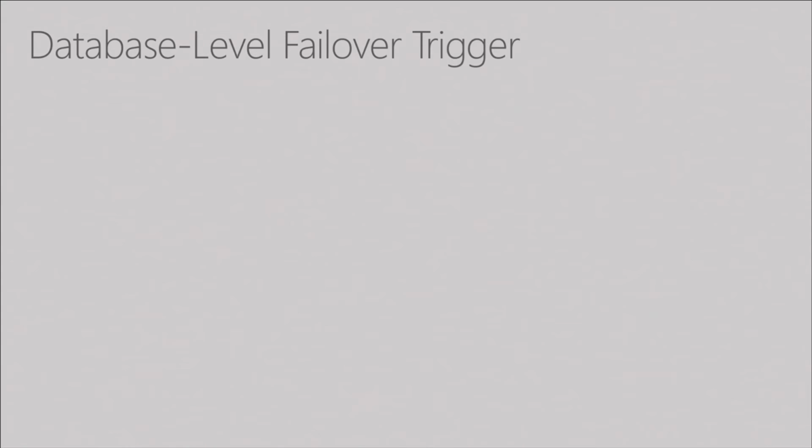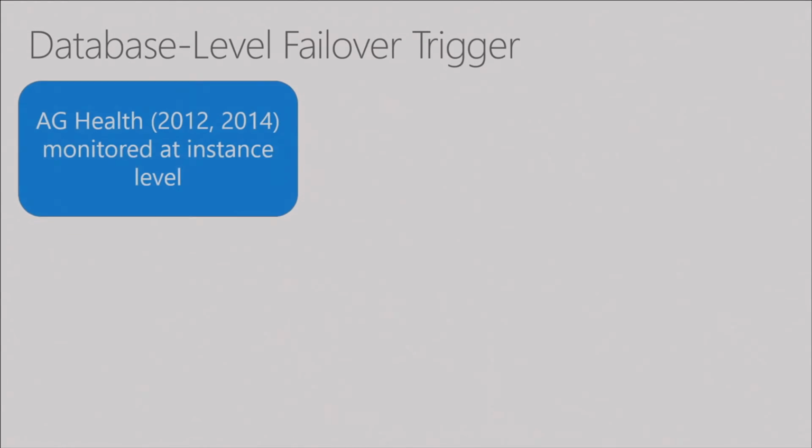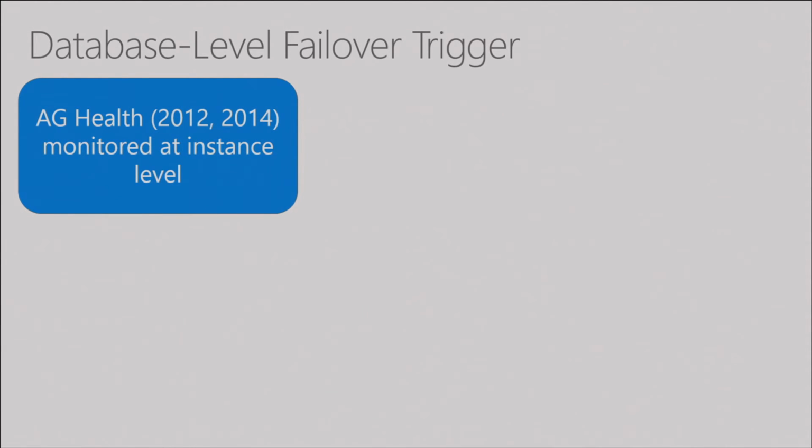So database level failover triggers. In SQL Server 2012 and 2014, our availability group health was determined at the instance level. Now, availability groups are a database level high availability solution, but we're only detecting for failure at the instance level. So if my database goes suspect because the LUN drops out from under my database that's protected by an availability group, nothing happens. That's by design.